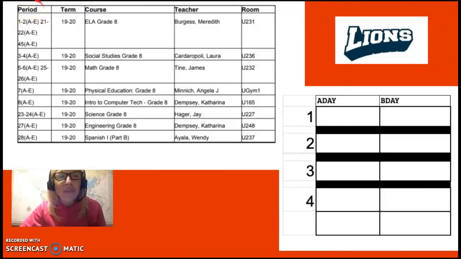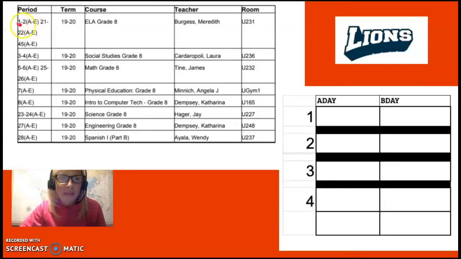If you look at the top of your schedule, you should see the words period, term, course, teacher, and room number. And then down, you will see the period numbers, and that will help you understand what time each of your classes is. Here is a chart with A-day, B-day to help you pinpoint exactly where you're going for each class. We're going to start with first block for this student's schedule.